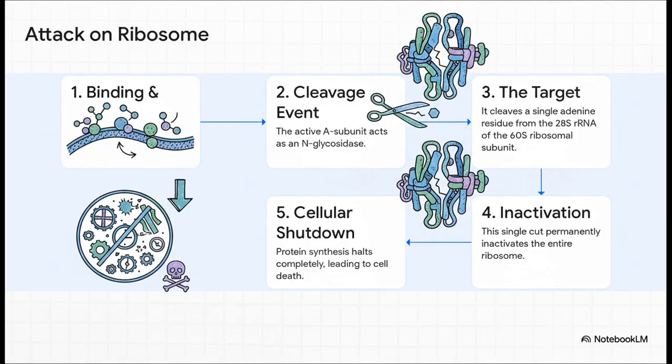Let's walk through this little sabotage mission. First, the B subunits find and bind to a specific receptor called Gb3, and that gets the whole toxin inside the cell. Once it's in, the active A subunit is released. It acts as an N-glycosidase, which is basically a type of molecular scissor designed to cut a very specific bond. Its target, a single adenine base within the 28S ribosomal RNA. With surgical precision, it snips out that one adenine, and that one single cut is catastrophic, and it's irreversible. The ribosome is permanently dead. Protein synthesis grinds to a total halt, and the cell is basically sentenced to death.